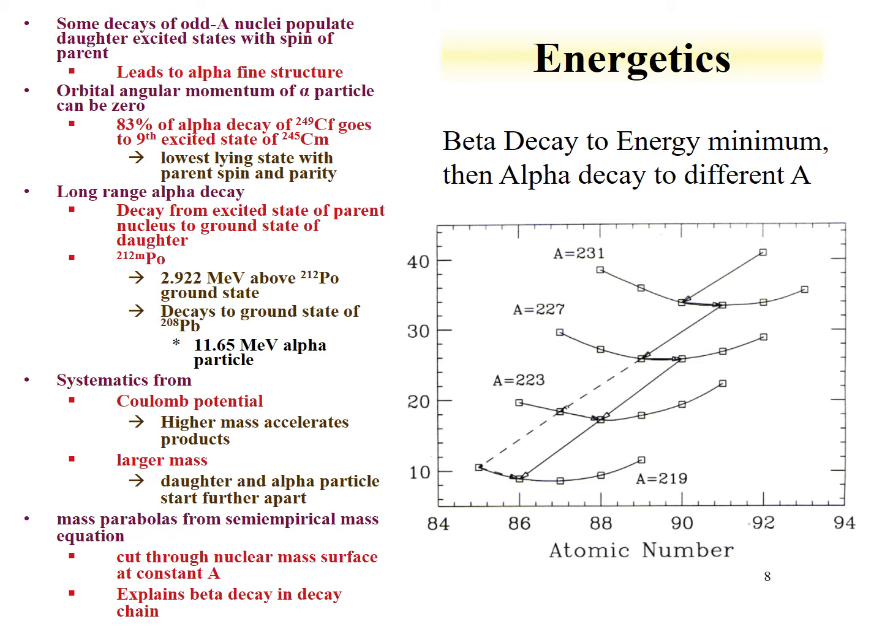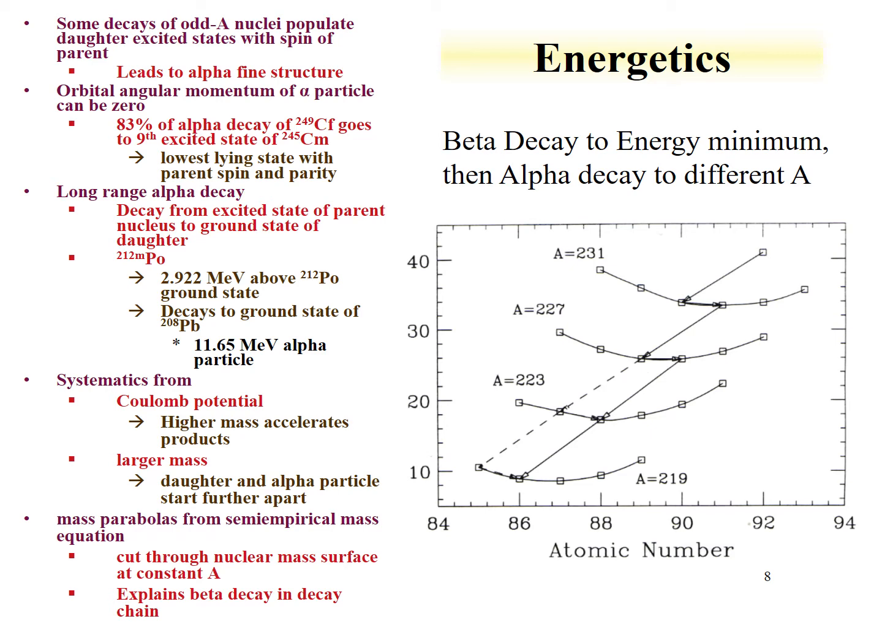There are some systematics that can be observed from alpha decays. We've already discussed that the Coulomb potential has a way of accelerating the higher mass products out of the nucleus. And with a larger mass that's often observed, so larger A's that decay, the daughter and alpha particle can start further apart within the nucleus. So that's another reason that this potential exists, so that alpha decay occurs with higher A nuclei.